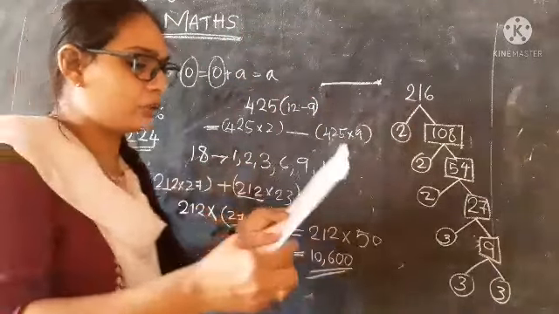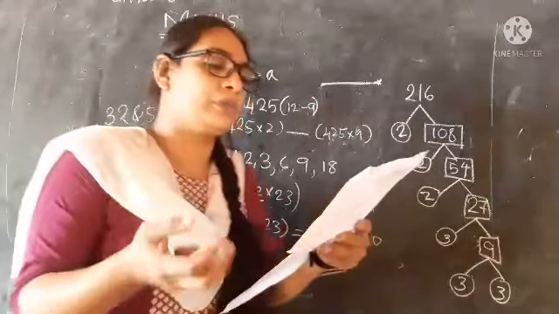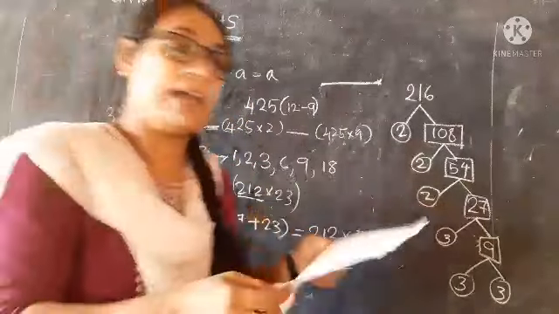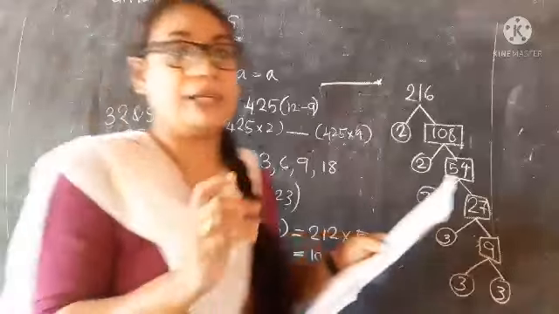And next question is: check the divisibility of 90 by 11. Check the divisibility by 11.